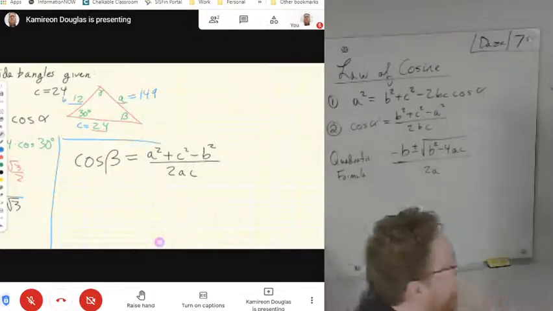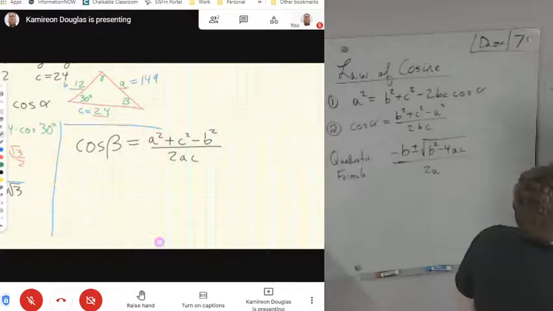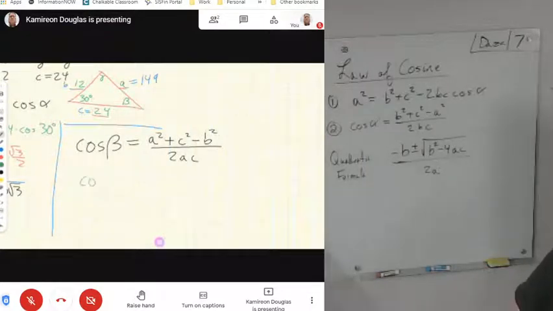Here we go. I plug them in. I plug in A squared, so cosine of beta is equal to A squared, so that'd be 14.9 squared, plus C squared. C squared is 24 squared, minus B squared, that's 12 squared, all over 2 times 14.9 times 24. Plugging into my formula.